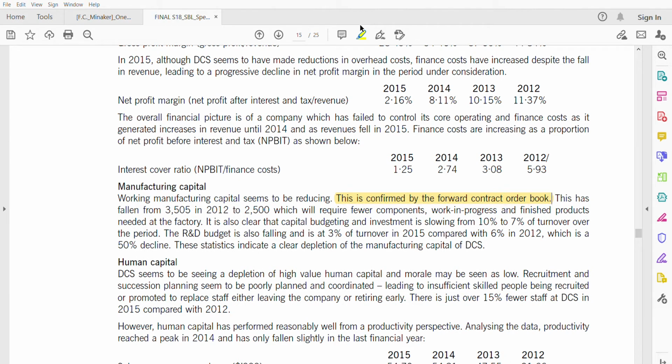Right? It's reducing. This has fallen from, they have given it. You can go and check in Exhibit. It will be given there.